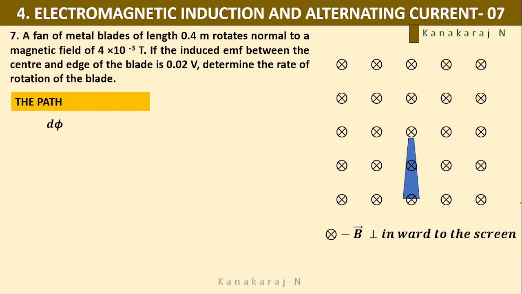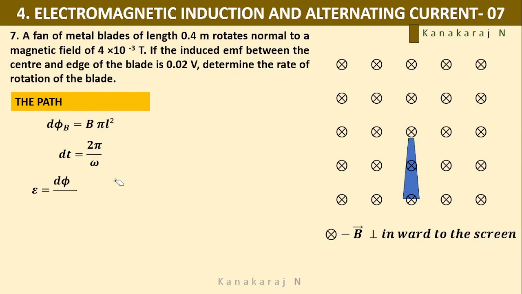The change in flux, dφ, will be equal to the magnetic induction times the change in area per circle, πr². Here the radius is the length of the blade, so it becomes dφ = BπL². Then dt is given by 2π/ω, where ω is the angular velocity of the blade.